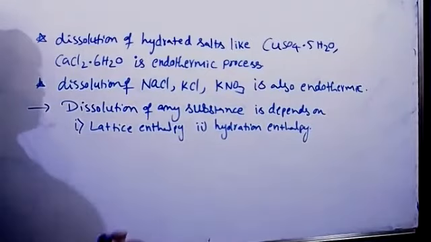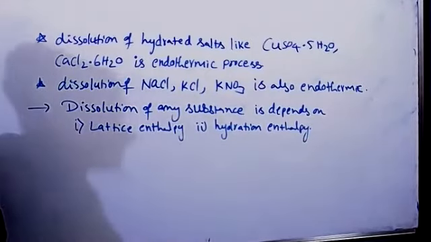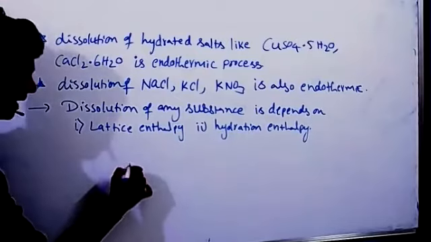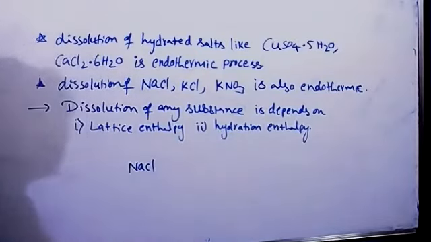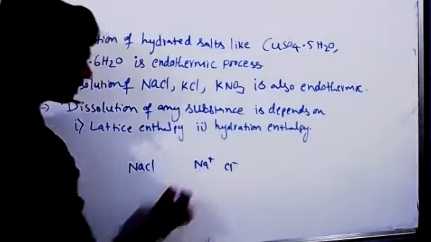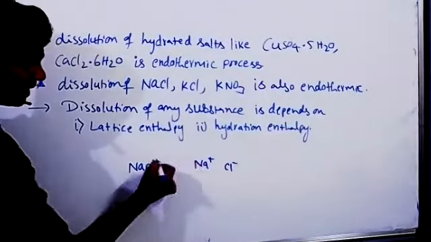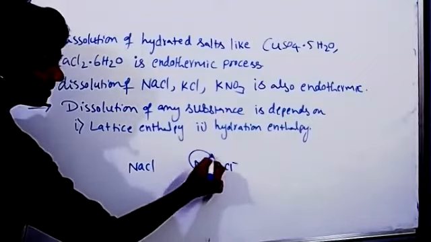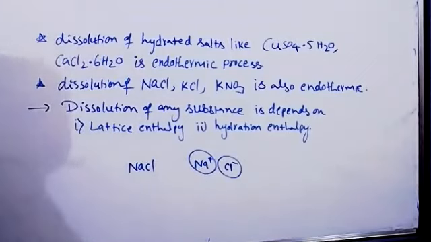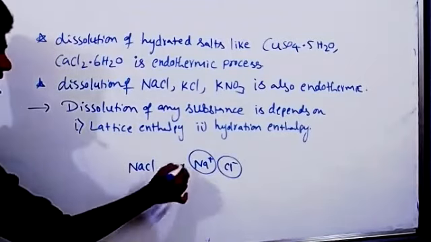We define this in two ways. The amount of energy released when 1 mole of an ionic substance or polar covalent substance is obtained from its ions. Suppose we take NaCl. NaCl is obtained from 1 mole of Na plus ions and 1 mole of Cl minus ions. When these ions come closer, it releases some amount of energy. That is called lattice enthalpy. That is one way.